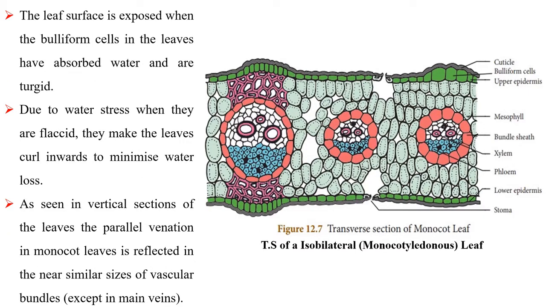The leaf surface is exposed when the bulliform cells in the leaves have absorbed water and are turgid. Due to water stress, when they are flaccid, they make the leaves curl inwards to minimize water loss. As seen in vertical sections of the leaves, the parallel venation in monocot leaves is reflected in the near similar sizes of vascular bundles.